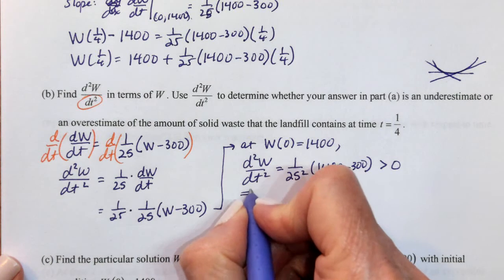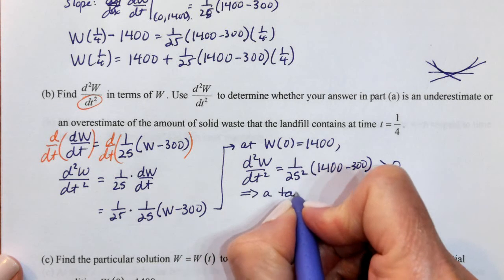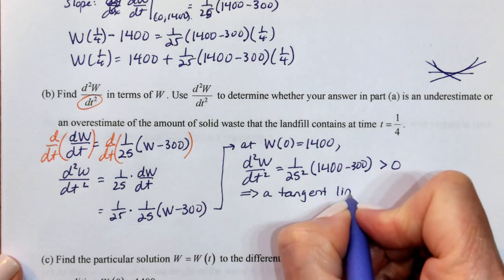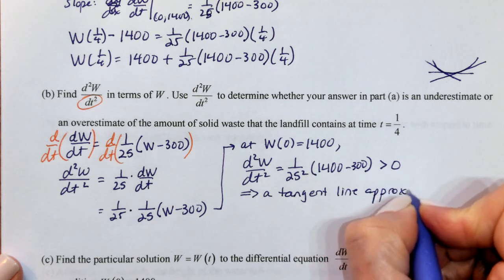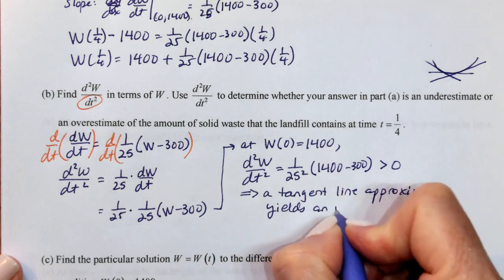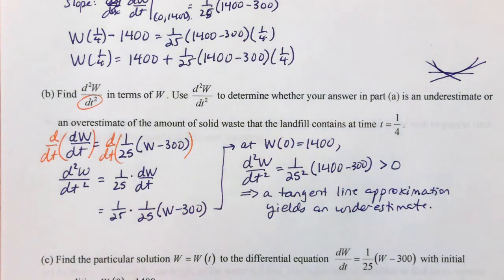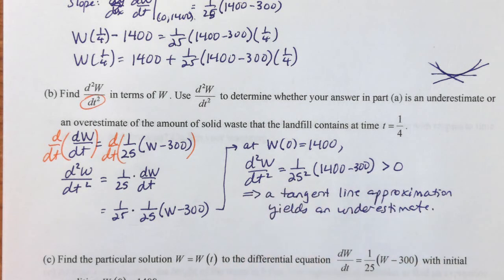So I'm just going to say the second derivative is positive, therefore a tangent line approximation yields an underestimate. You do not have to say that the curve is concave up. Saying that the second derivative is positive is sufficient. It's not wrong to say that the curve is concave up there, but I always encourage you to be as succinct, as abbreviated as possible.